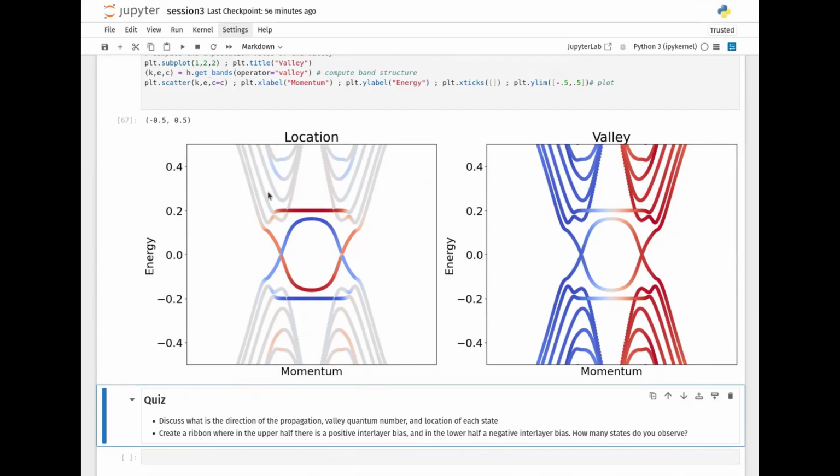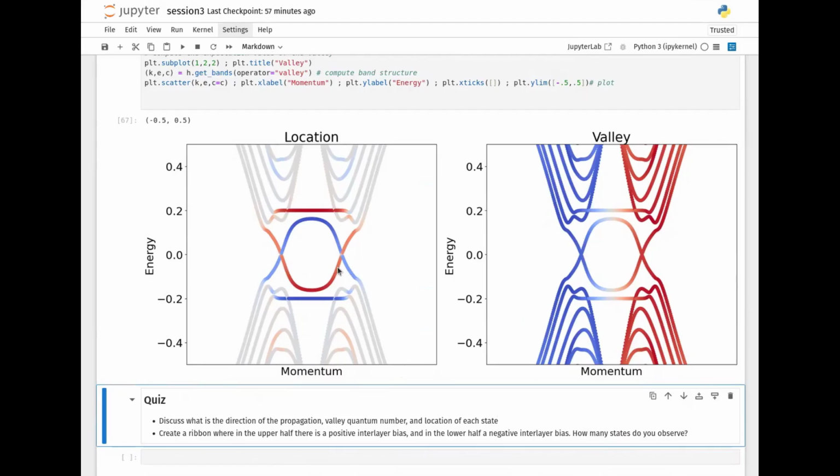And then these states over here belong to one valley, meaning one Dirac equation, and these states over there belong to the other valley, meaning the other Dirac equation. Okay, so let us go through the question: discuss what is the direction of propagation, valley quantum number, and location of each state. And so the direction of propagation is towards the left, towards the right, towards the left, towards the right.